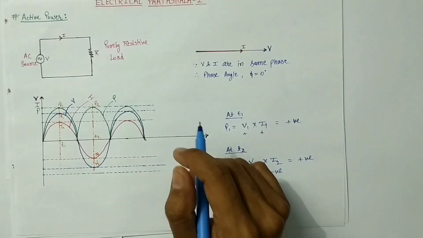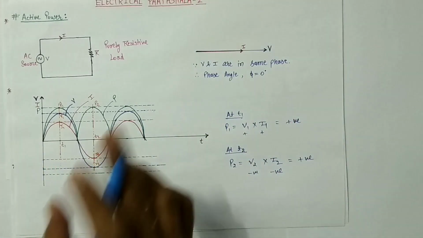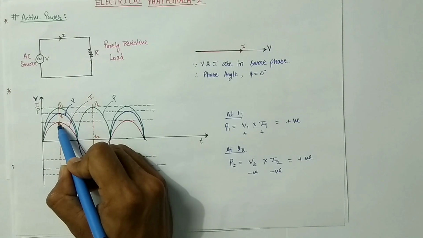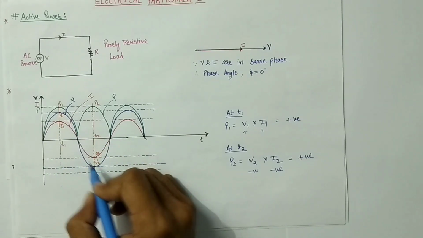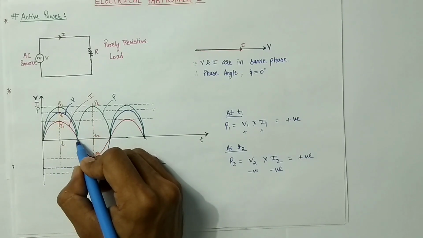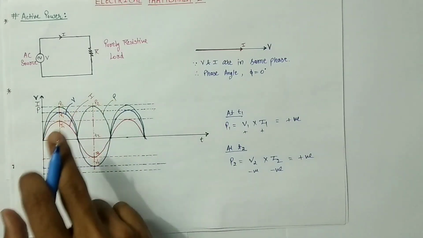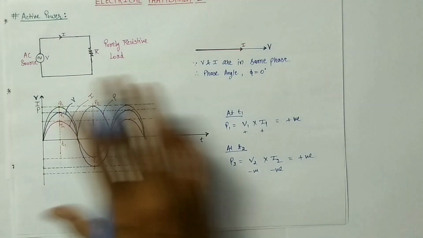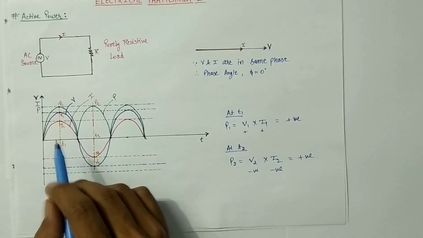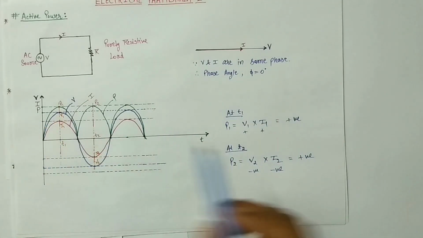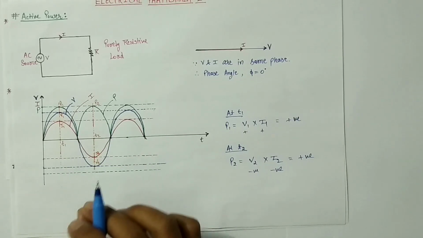What does this mean? It means that both the voltage and current waveform will reach their positive peak, their negative peak, and both will cross the zero value at the same time. Then we say that both voltage and current waveform are in the same phase. Now guys, in this case we see that the power is positive at each and every instant of time.